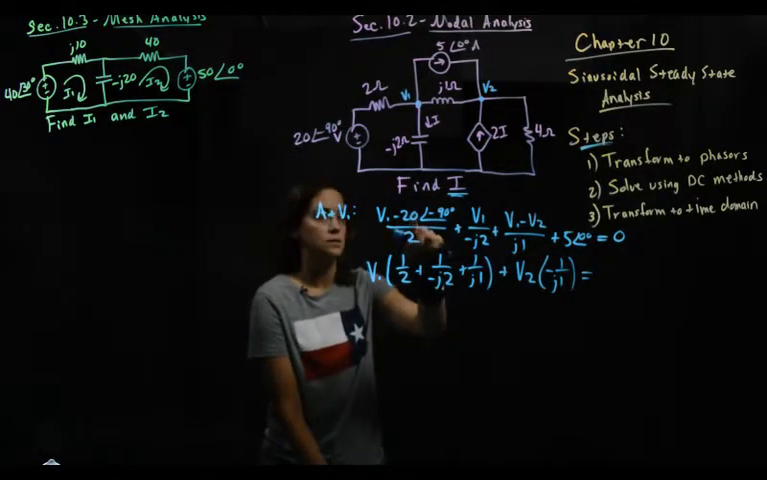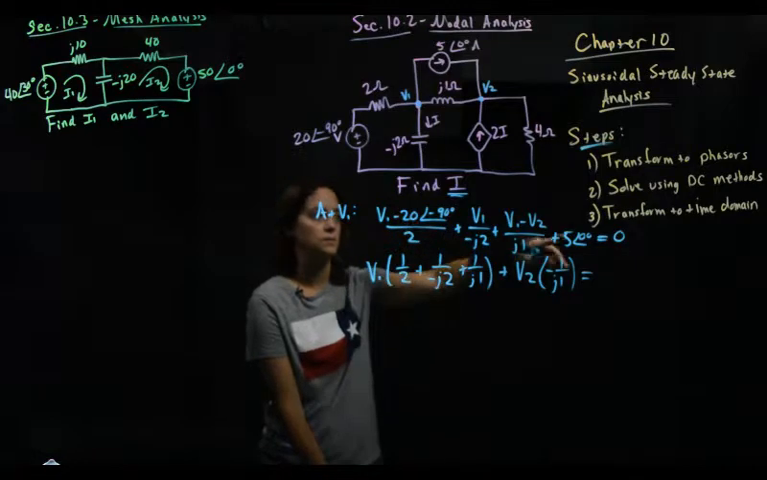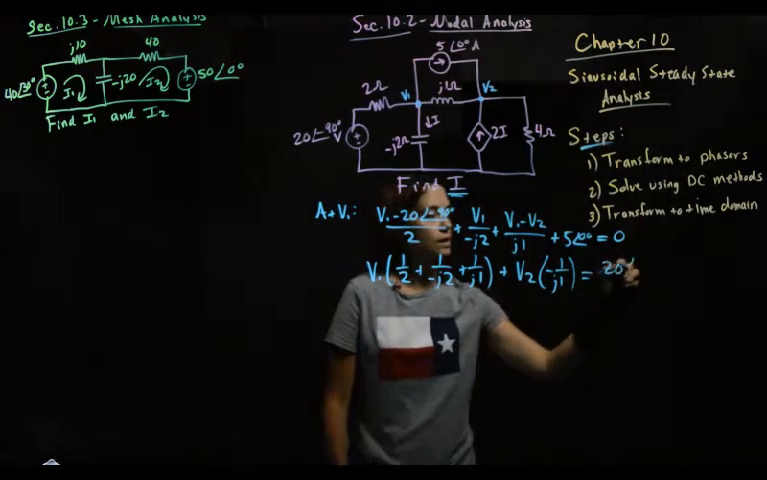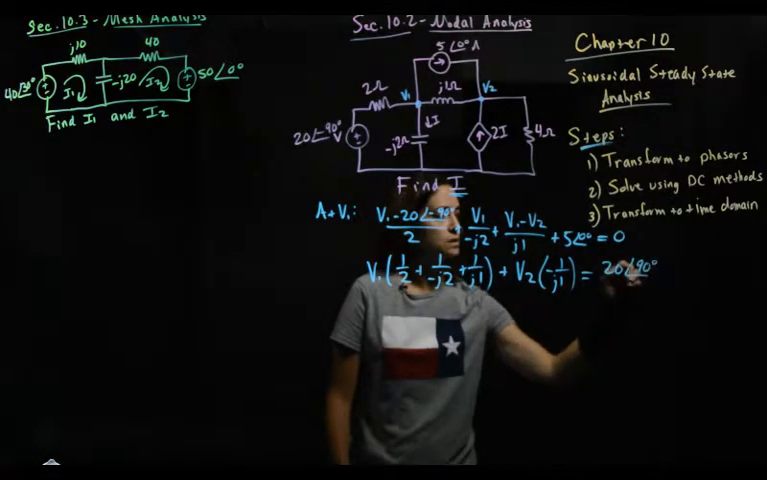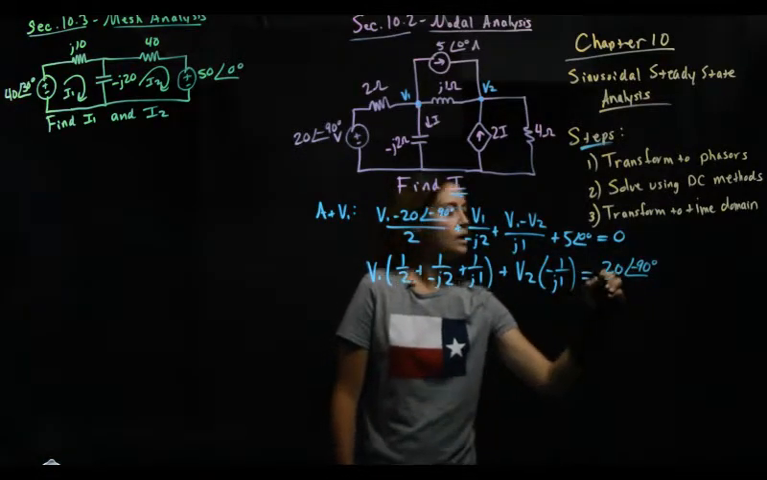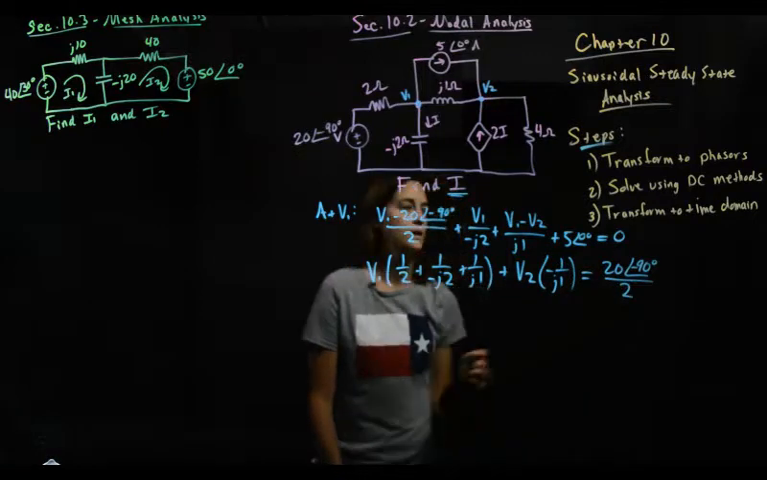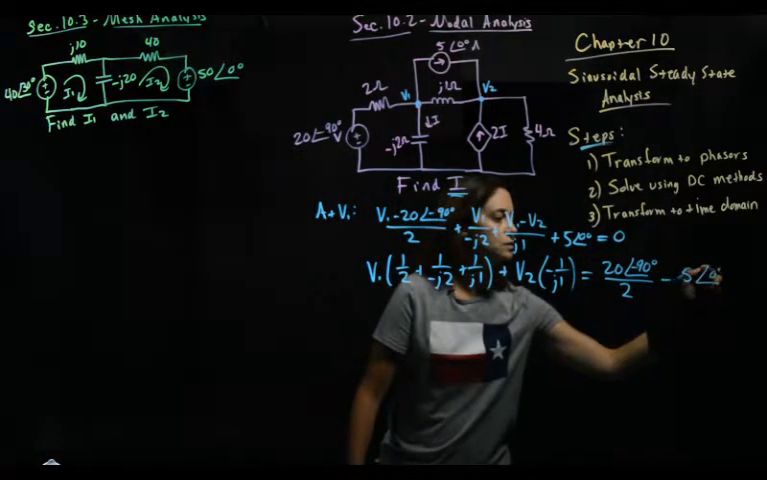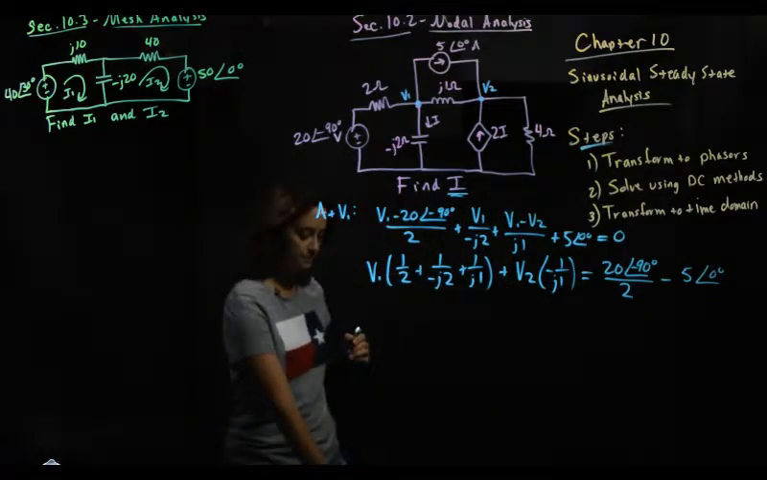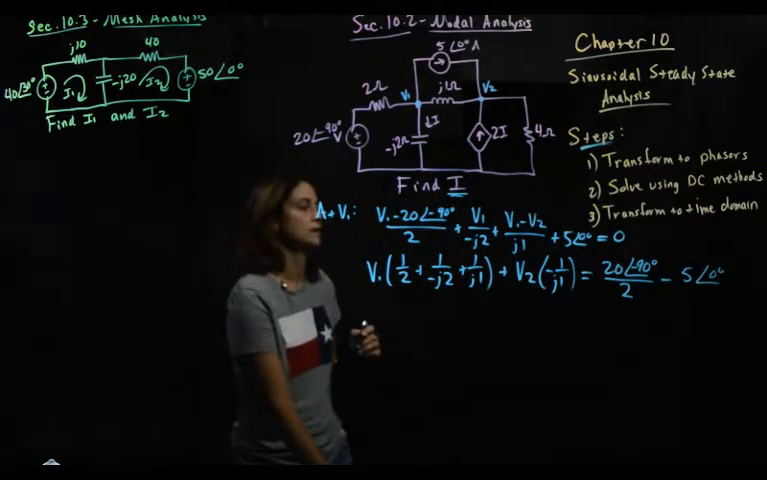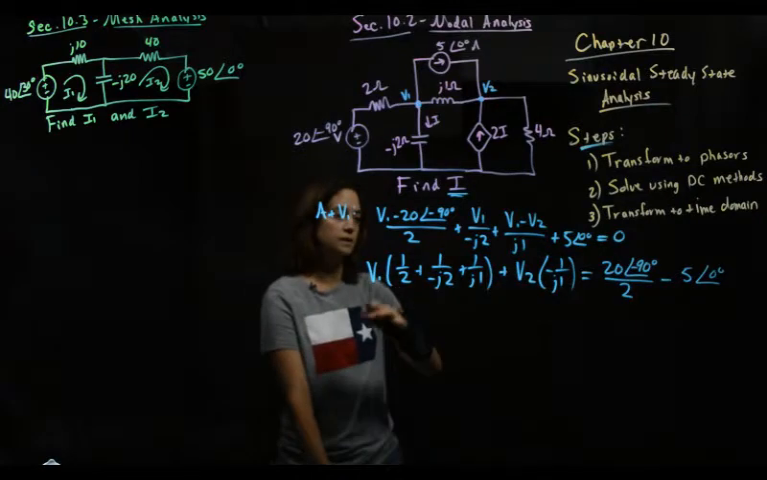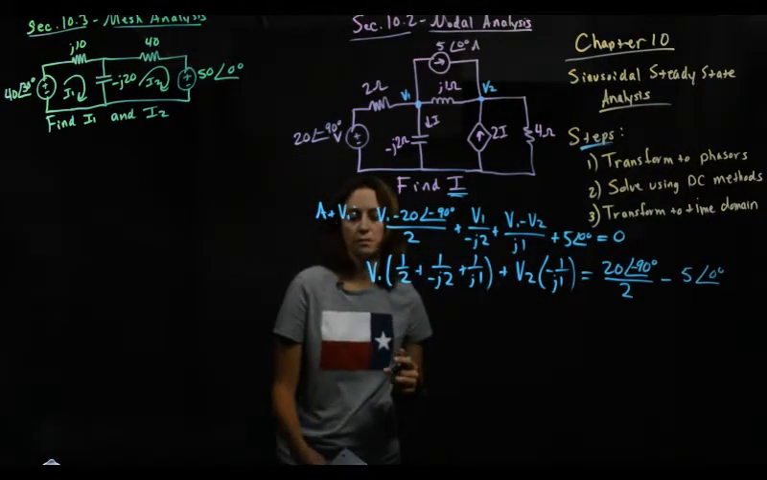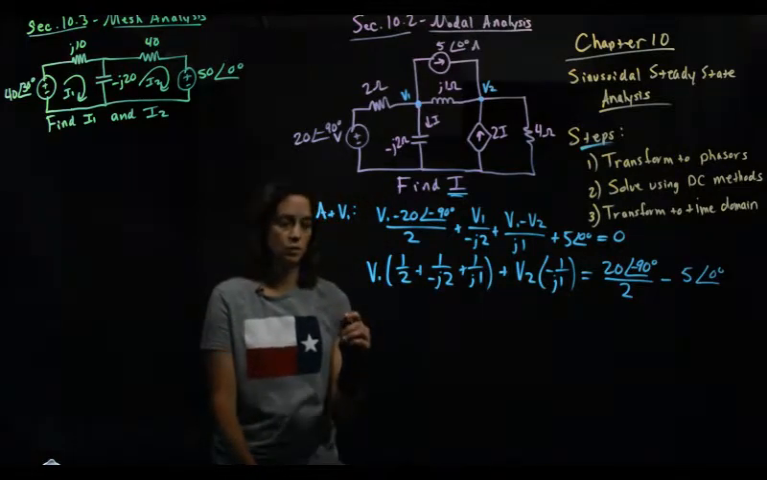So I have this negative, move it to the other side, it becomes a positive. So I have 20 at an angle of negative 90 degrees over 2, and move this term over, 5 angle 0 degrees. So I have that. And again, I can put this in my calculator as it is, or I can do the fun math on it, which you can look at in your book.